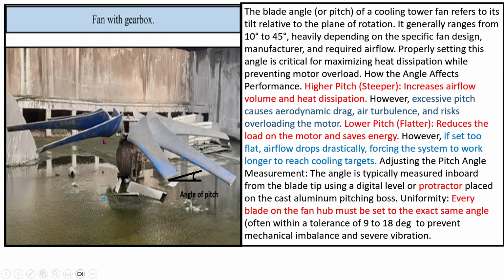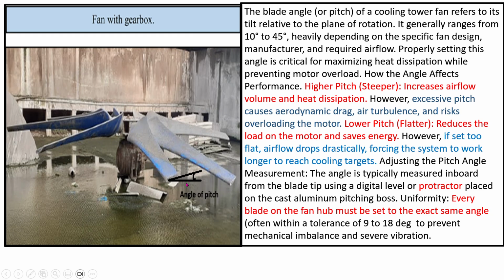This is the blade of the cooling tower fan, the induced draft fan blade. And you see this blade has some angles. It is moving in that direction, and the blade profile is like this. This angle is called the pitch angle. If you increase the angle, your flow will increase. If you decrease the angle, your flow will reduce.